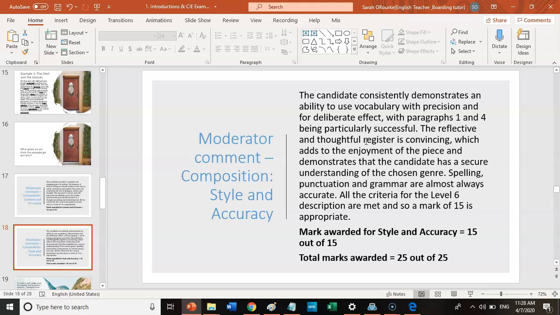So once again, to get 15 out of 15 marks, you can make some very small errors and you can still get 15 out of 15. But it's more about this overall effect of your vocabulary, your tone, your sentences. Those are the things that really stand out to the examiner.